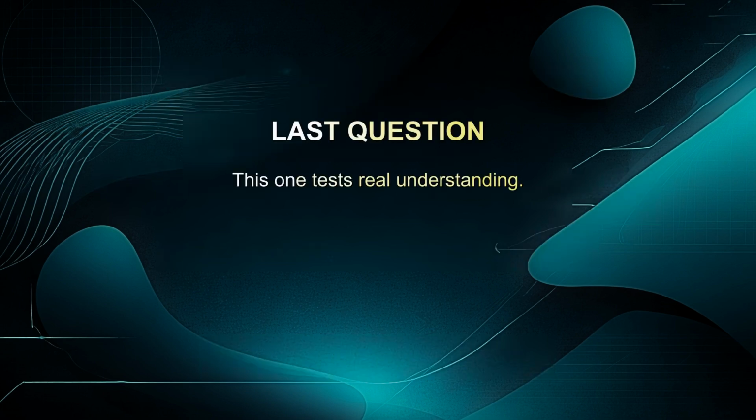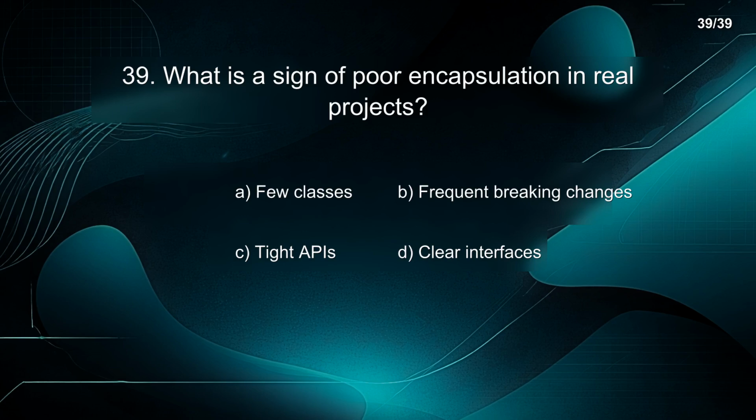Last question. This one tests real understanding. 39th question. What is a sign of poor encapsulation in real projects? A. Few classes. B. Frequent breaking changes. C. Tight APIs. D. Clear interfaces. Correct answer is B. Frequent breaking changes.